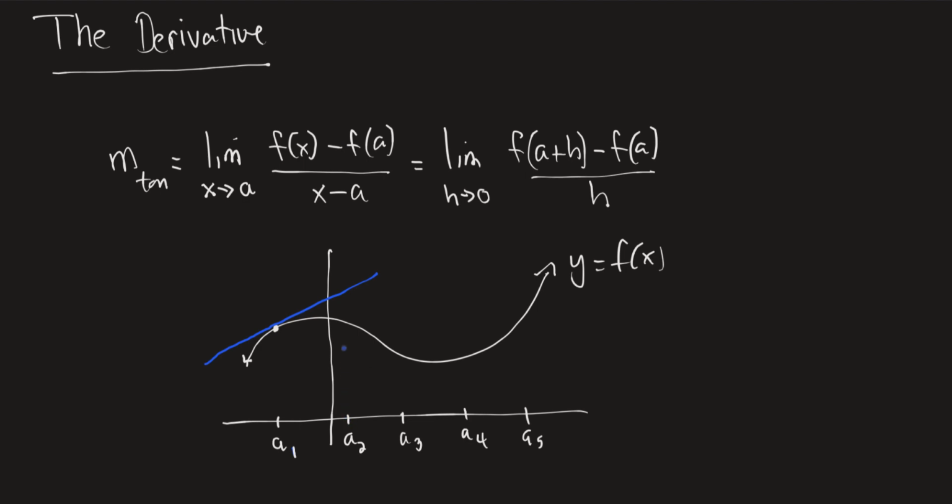So at this point right here, the tangent line would be something like that. At this point right here, the tangent line would be something like that. At this point right here, the tangent line would be something like this. And then right here, the tangent line would be something like that. So the thing is, what if we wanted to find the slope of all these different tangent lines?